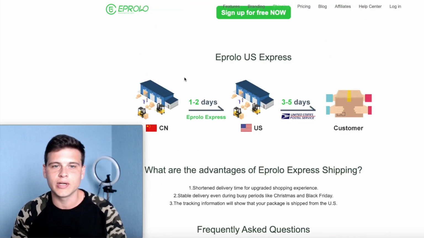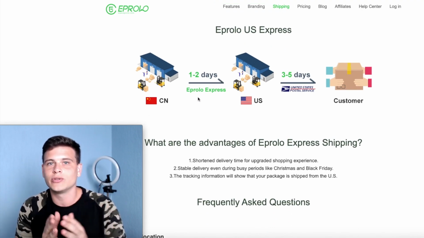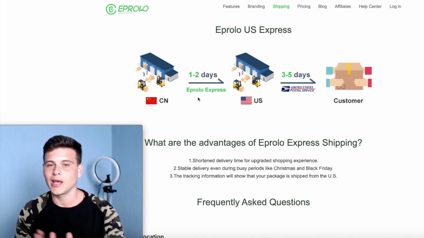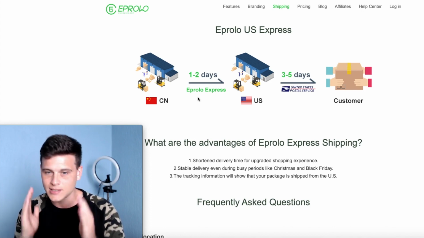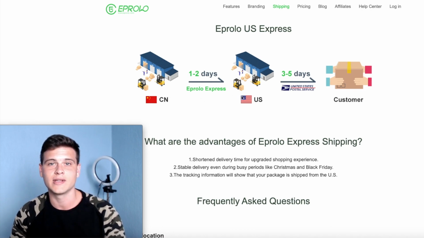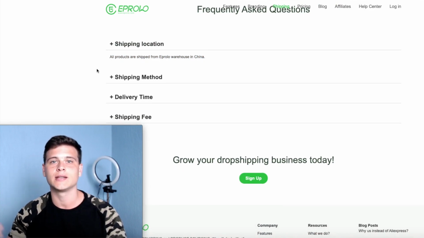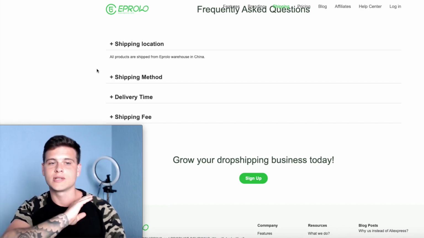They're saying over here, at least by the picture, that EPROLO Express is going to get to the United States within 1 to 2 days. I don't know what they are using, but I have never heard of anything, not even USPS or DHL, that can give you shipping from China to the United States within 1 to 2 days. That is absolutely crazy, especially for the rates that they are charging you for this express shipping. Let's keep going. Shipping location, they're saying all the products are shipped from China. It means that again it needs to get to the United States, and only then do you get tracking information from USPS. Looks like a total mess.